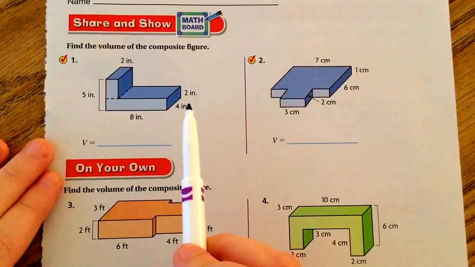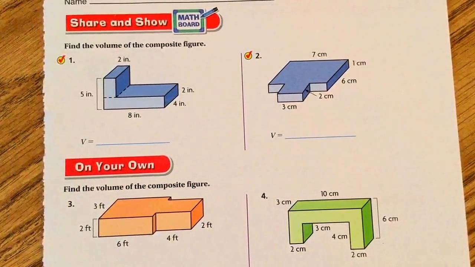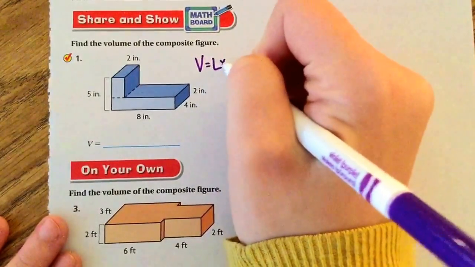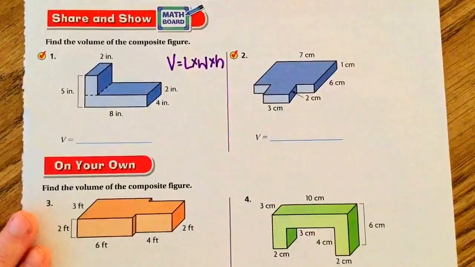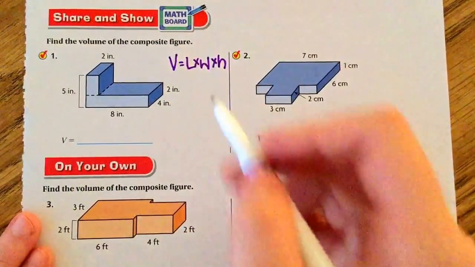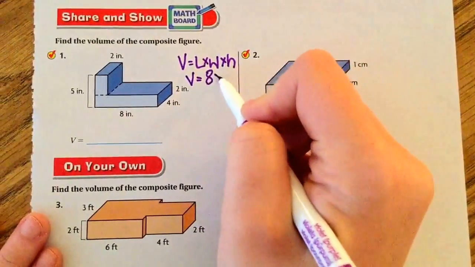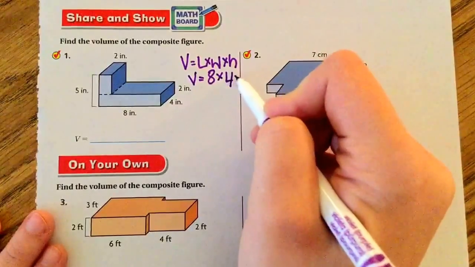Big one, what is my formula? Okay, so the formula for volume is what? Length times width times height. Everybody agree with that? Yes. So if I'm looking at this bottom rectangular prism, what is my length? 8 inches. Times my width, what's that? 4 inches. Times my height, what's that?